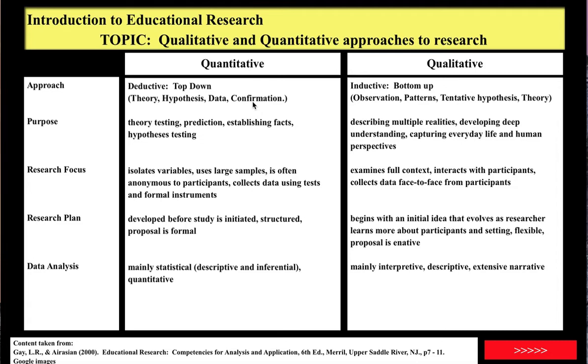So it works from the top down, whereas the qualitative is totally opposite. It works from the bottom up. It starts out with just a series of observations, no hypotheses, no questions, well, some questions or ideas, and it collects data, and then it looks at this data in terms of what kinds of patterns develop. And then it comes to some tentative hypotheses. And then on the basis of these tentative hypotheses, it may develop a theory. But this works totally differently. This works from the bottom up.